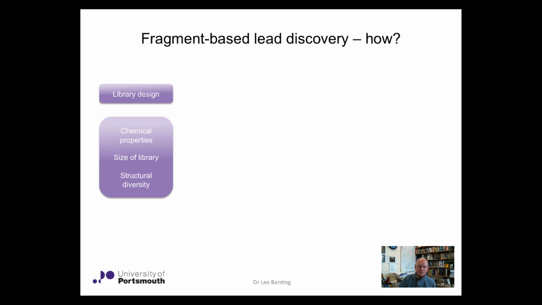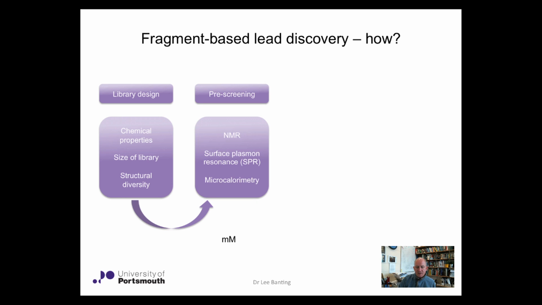So how do we do this? We've outlined the process. What are the main factors that impinge on the process? Well, the first thing is library design. How do we put together a set of structures that we're going to use as fragments to build up our drug-based leads? What size of library are we going to have? And what's the structural diversity of that library, which is important for all sorts of reasons.